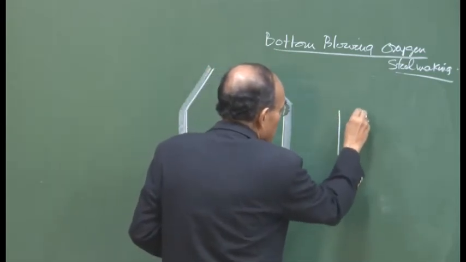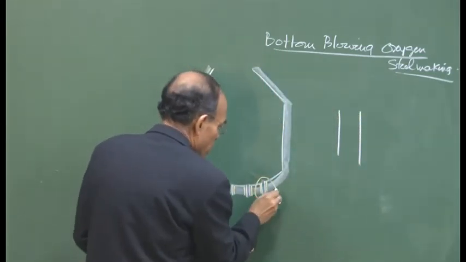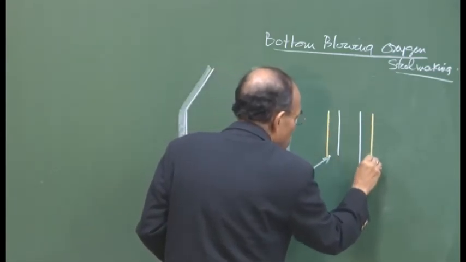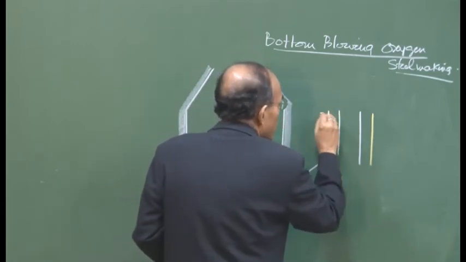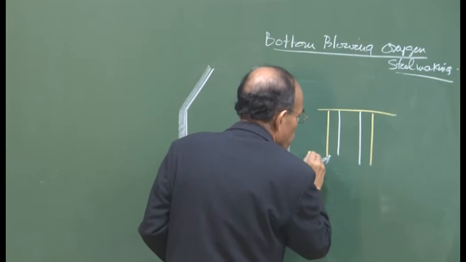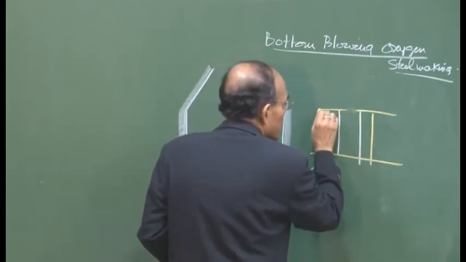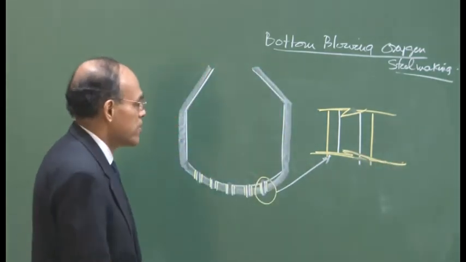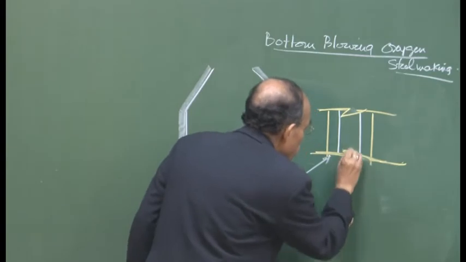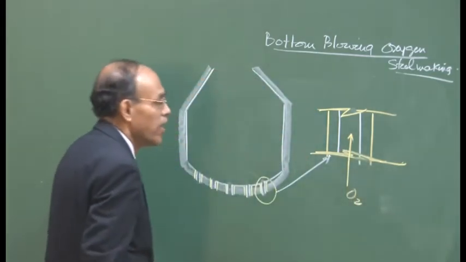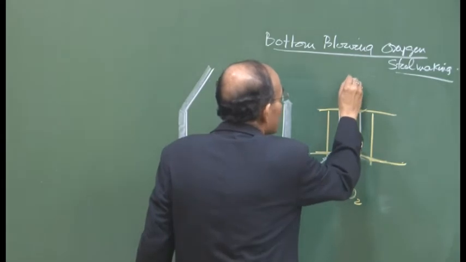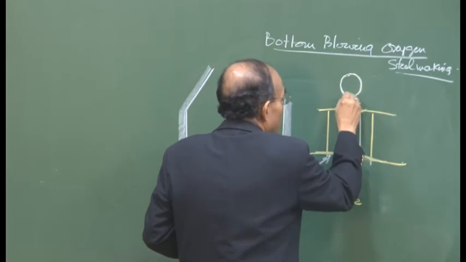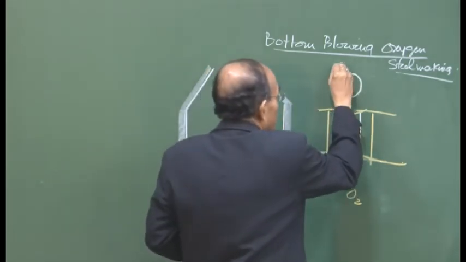So, there is this and there is this. That is what it is. So, it is through this passage that oxygen is going to be passed. And if you look at the cross section of this, you see a circle here, the inner circle which I should draw with white chalk, and then you have an outer circle. Okay. This is the cross sectional area.